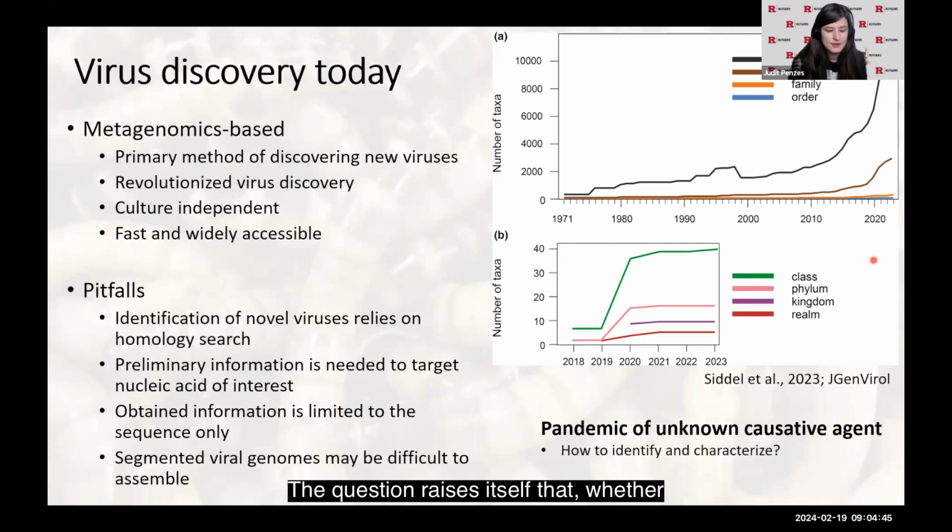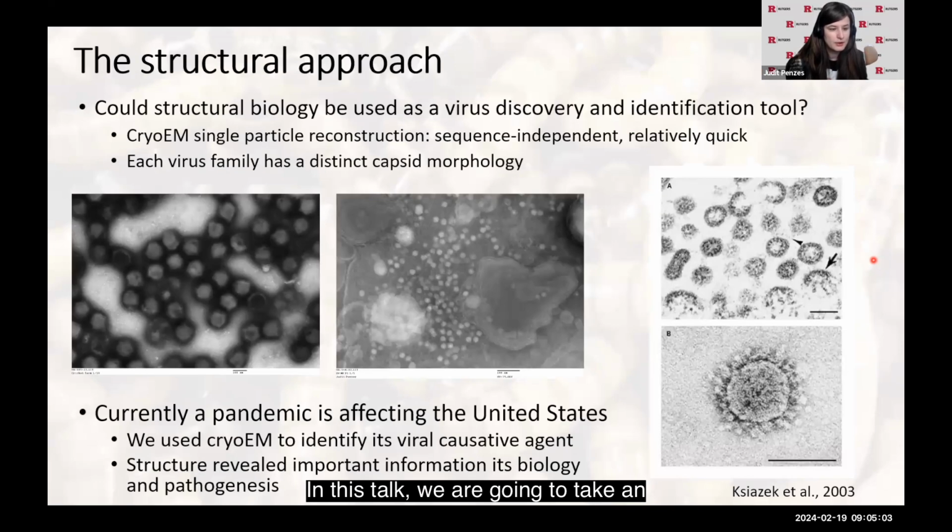The question raises itself: if we are dealing with a pandemic of an unknown causative agent, is metagenomics really the only way to identify what's behind a pandemic? In this talk, we are going to take an alternative approach, through an imaging approach.